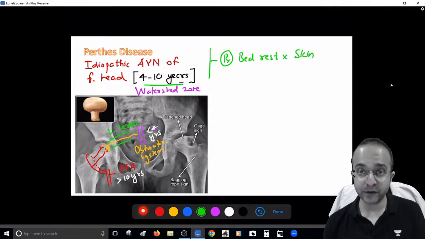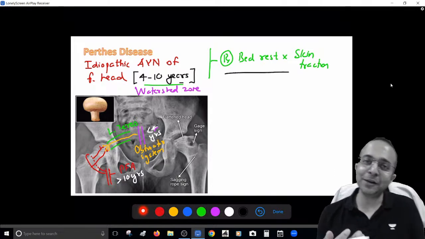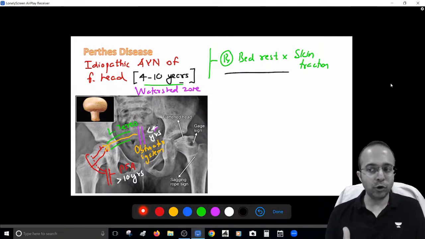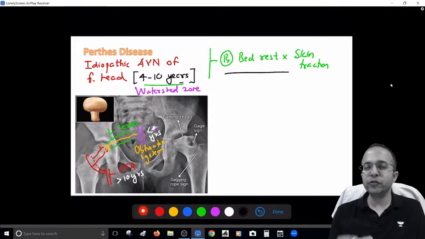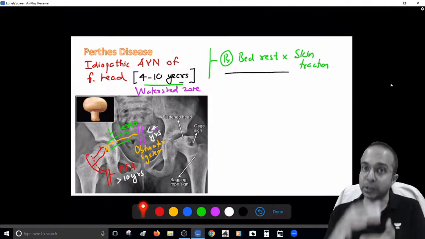Very difficult to give bed rest to a child. We generally put him on skin traction to ensure that he rests. So I hope you got my message why we are just depending upon bed rest, because it is the body only that can normalize this transition. So we just have to ensure that till this transition is happening, the patient is not bearing weight so that the head does not collapse.